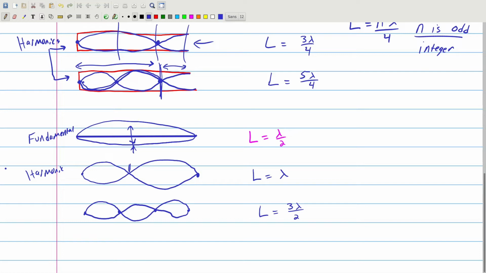Okay, so you might start to notice something. In this case, what's the pattern? We're increasing by halves. We have lambda over 2, we have lambda, 3 lambda over 2. The next one would be 4 lambda over 2, or just 2 lambda, and then 5 lambda over 2, and so on. So what is the pattern that we have here? Well, it's going to be n lambda over 2. That has to be equal to L. And n is any integer.